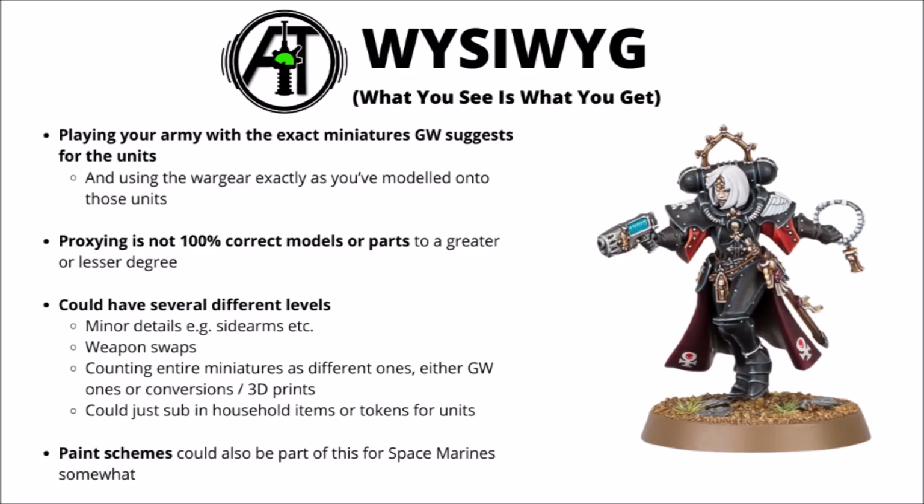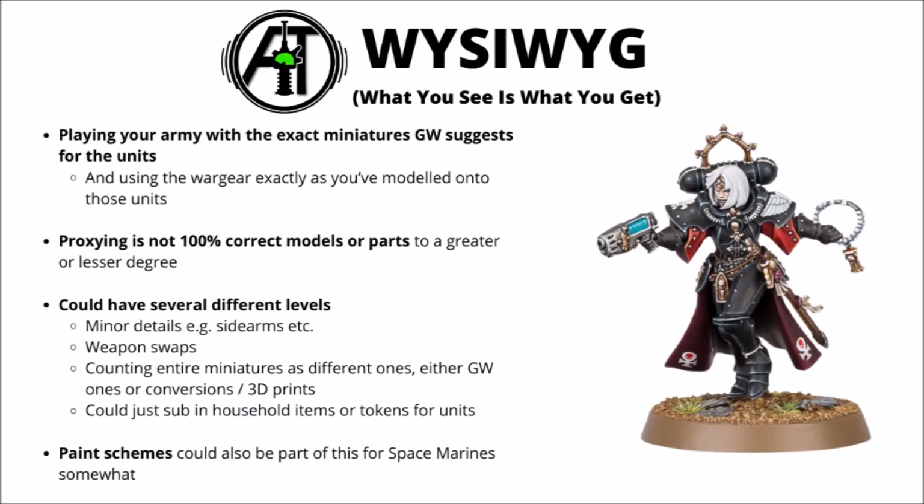I'm sure this will be very well known to a lot of people watching, but WYSIWYG is what you see is what you get, basically playing your army with the exact miniature that Games Workshop suggests for the units. Maybe if there are any conversions at all, they're still basically keeping the same war gear, or the miniature very clearly still representing the one that Games Workshop has in the lore, maybe just with a slightly different aesthetic.